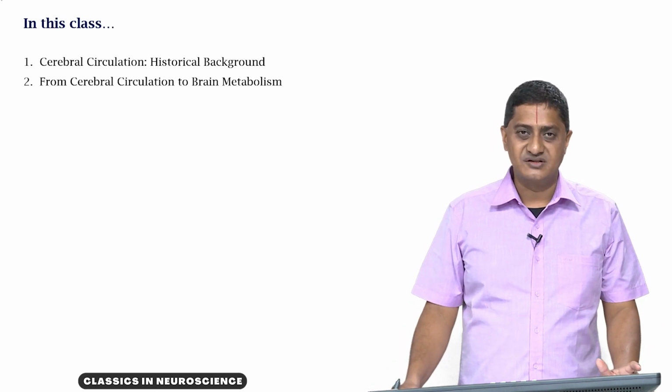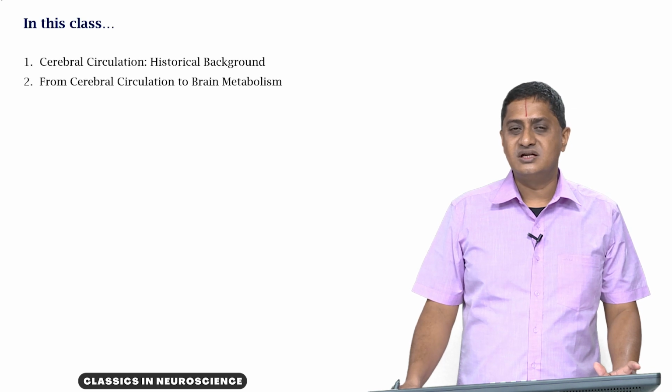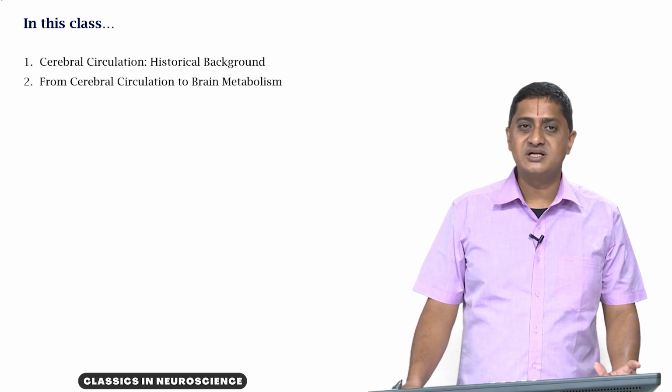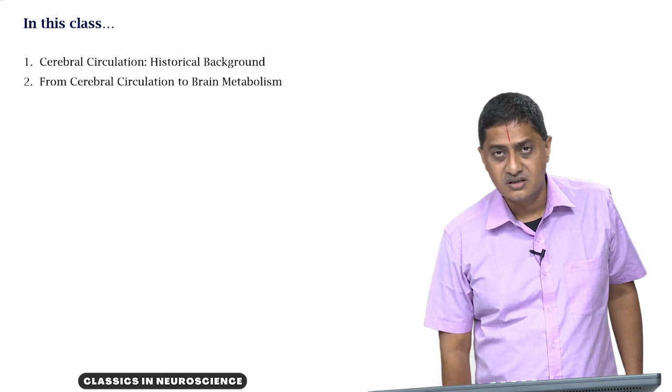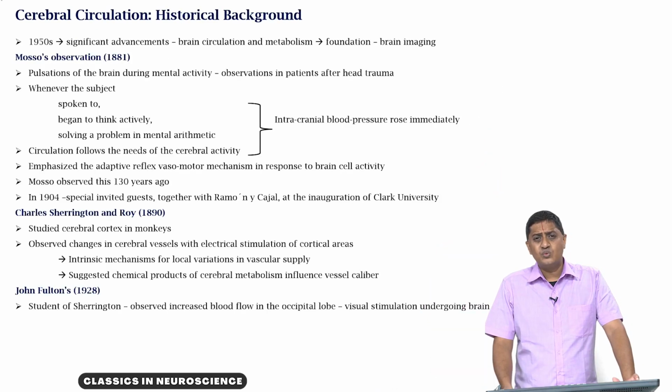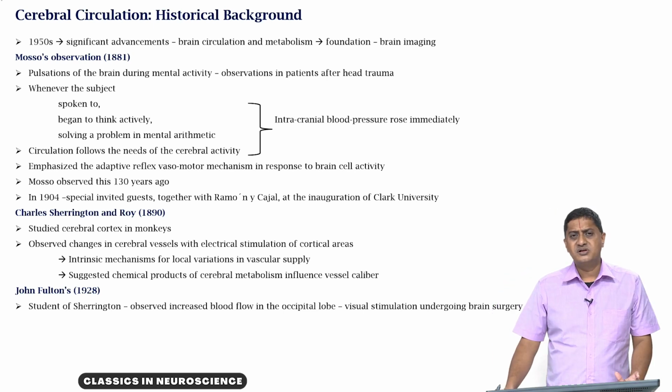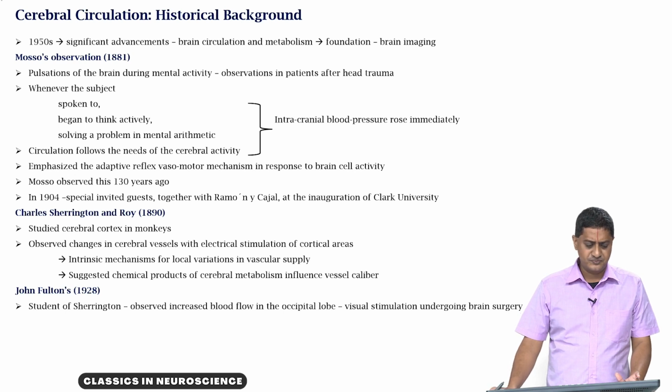But where were we in the 1940s and 1950s, and how was the work in the 1950s critical in the development of neuroimaging as we now know it? That will be the focus of this video's content. Significant advancements in the field of brain circulation and metabolism within the brain happened in the 1950s, and that essentially led to the foundation of neuroimaging or brain imaging as we now know it. But the original earliest foundation to this was laid by the Italian scientist and neurologist Mosso.